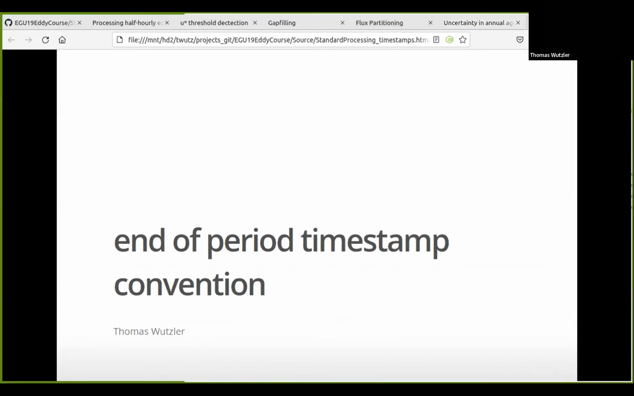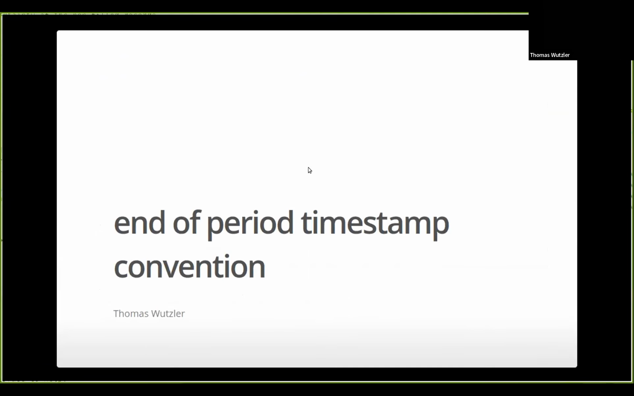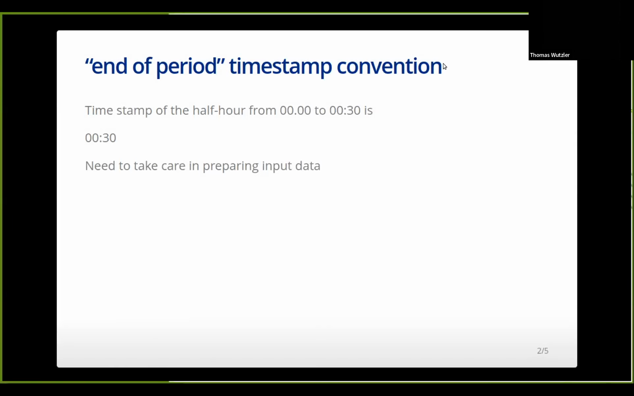I have one thing that I want to get across here, if I have the possibility to speak to many people, because it's one of the most asked questions for people using the REddyProc and also our online tool. And it has to do with the end of period time span convention in the FLUXNET. End of period time span convention means that for half hours, if an hour runs from midnight to half past midnight, then this time span gets associated with half past midnight. So it's the end of the period that our record is referring to. And this needs some care when you prepare your input data.